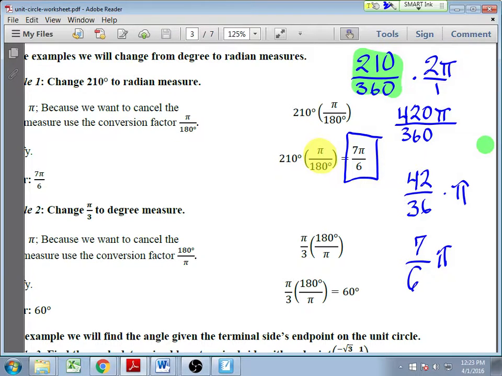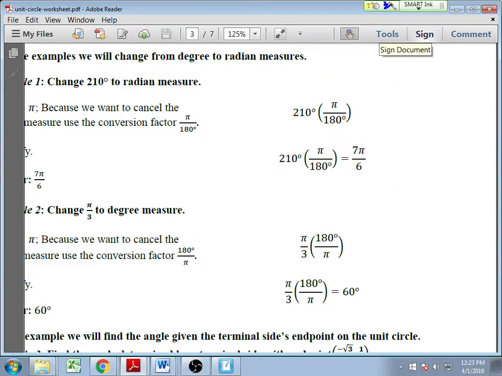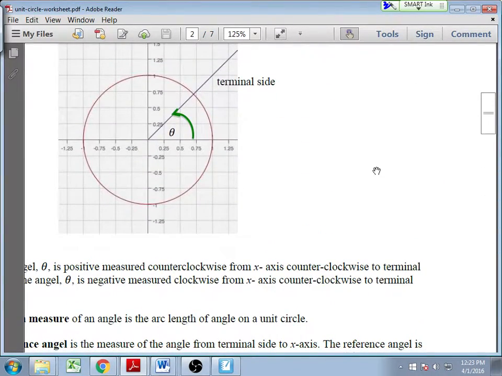So 210 degrees, if I go back and I actually look at my unit circle, 210 degrees would be about like here, right? So to start here and go all the way around, but on the actual circumference, I'm saying how far is this? And that would be 7/6 pi. Because right here, if I was at 180 degrees, that is pi. So my 210 is at 7/6 pi.